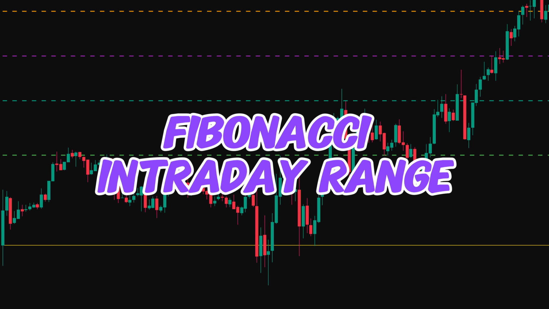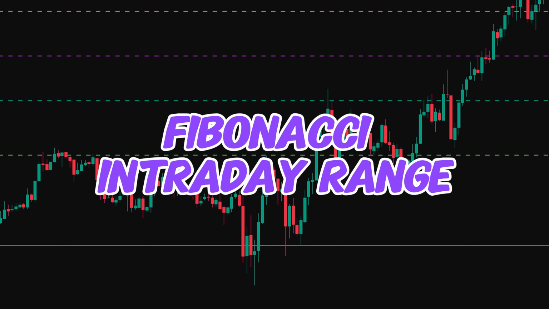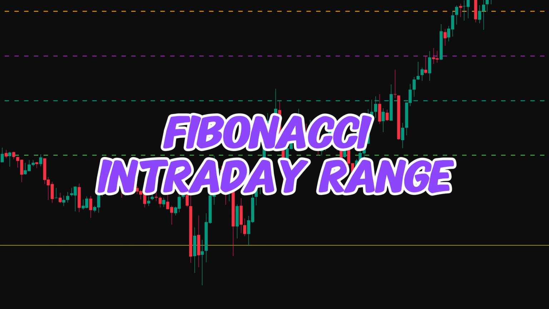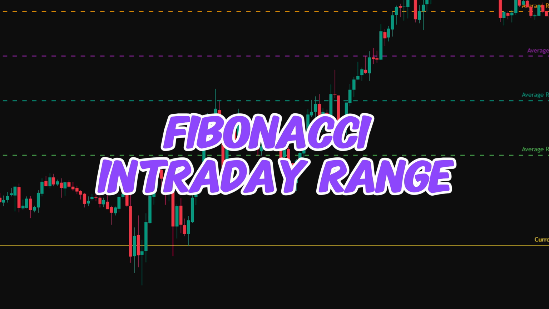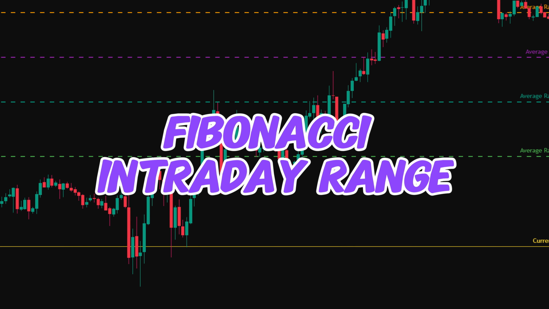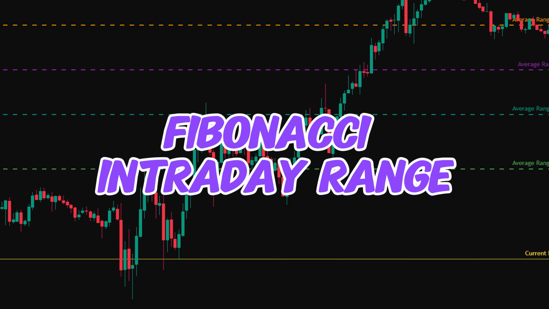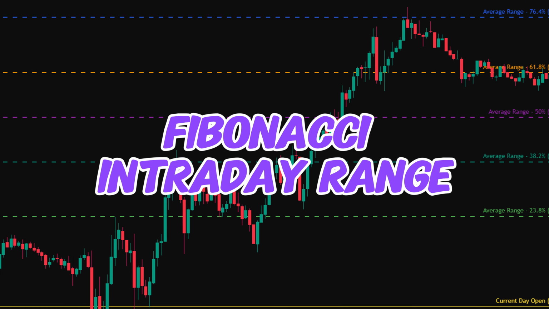What if you could walk into the market each morning and instantly see your key battlegrounds for the day? No guesswork, no clutter, just clean Fibonacci levels, calculated not from the past week's highs, but from today's open, and built on real market range data.